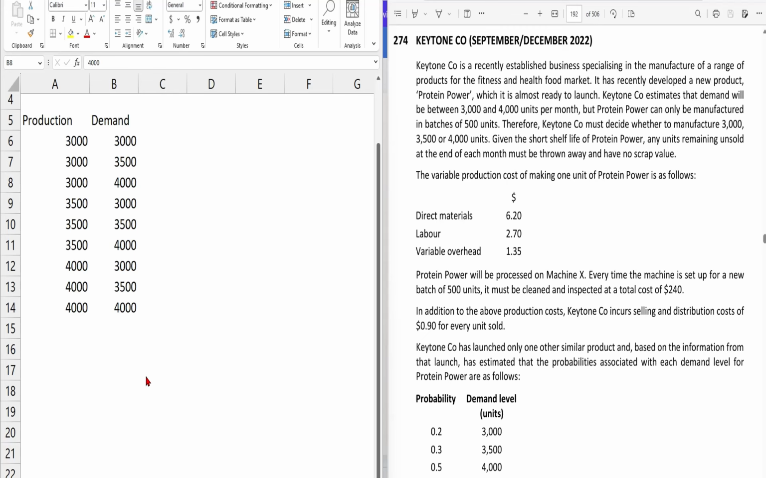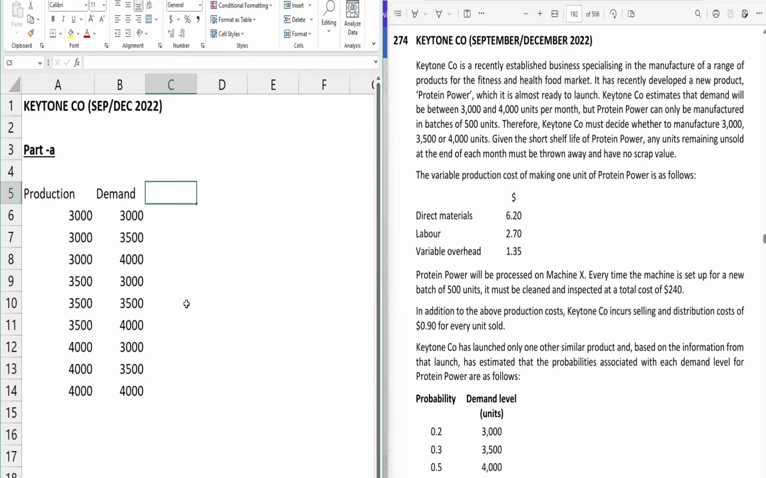So this is the production and the demand. Now, if we are producing 3000 and our demand is 3000, how many units will we sell? Obviously we will sell 3000. Similarly, if our production is 3000 but this time demand is 3500, that means 500 additional units cannot be fulfilled. Why? Because we are only able to produce 3000. So here we will sell 3000, right?